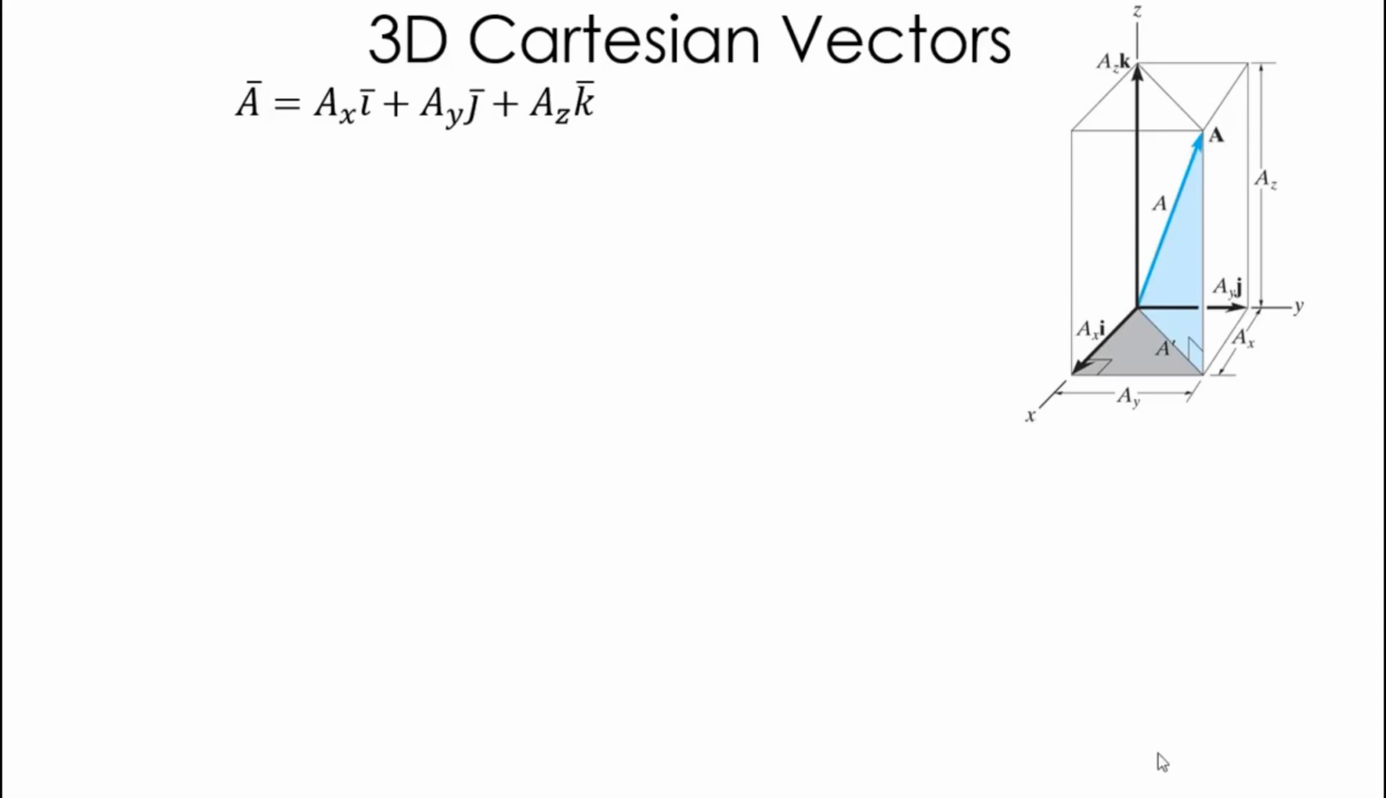Okay, moving on to 3 dimensions in our vectors. Very similar to 2 dimensions, just adding on an extra component onto it. So before, I had x and y axes, which corresponded to unit vectors i and j. Now I'm simply adding on a z component or a k unit vector.